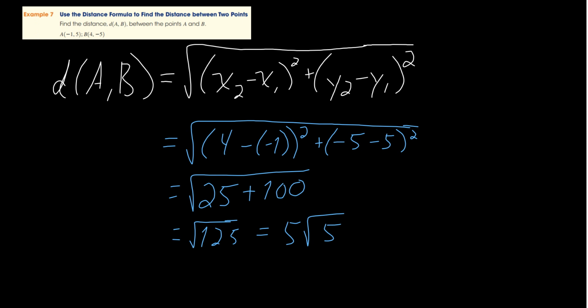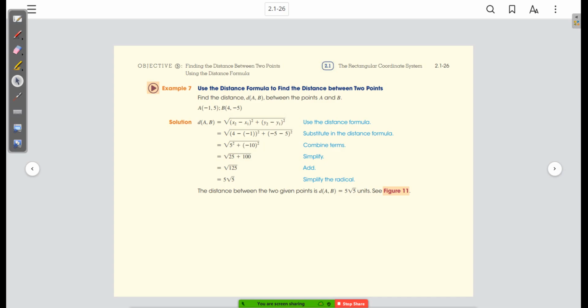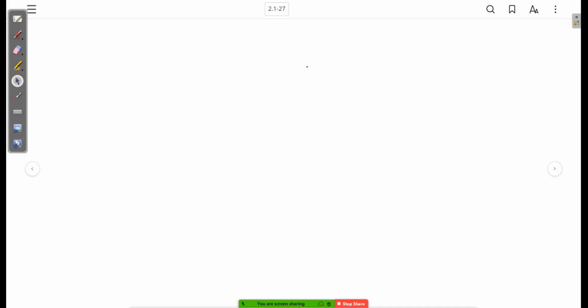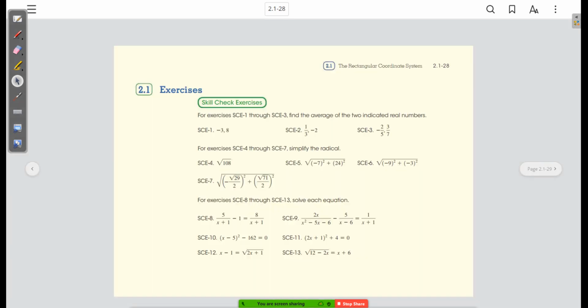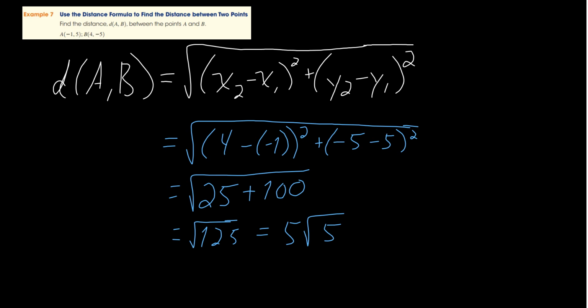It's not as easy as the midpoint formula, but it's still pretty easy. You just plug things in, and then you just keep rolling. 5 times the square root of 5. Okay, well, that concludes our lecture.